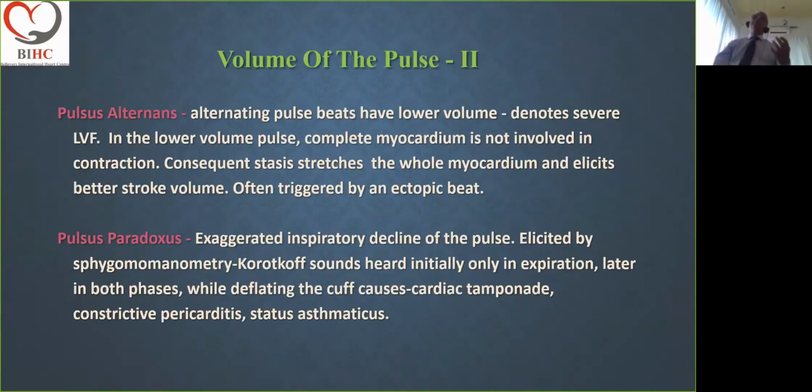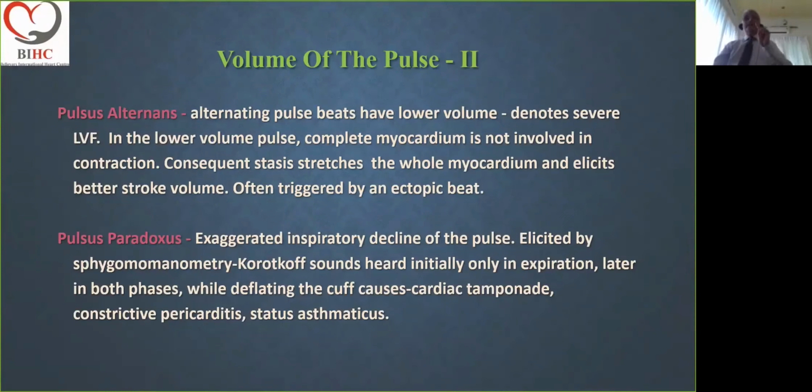Abnormalities can occur related to the volume of the pulse. We speak of pulsus alternans when you see that alternating pulse beats have a lower volume. Today, you're more likely to see it in a pediatric ICU if you're monitoring an arterial trace in the post-op child if there is a low output. It is a feature denoting severe left ventricular failure. What happens is that the lower volume pulse represents a contraction of not the whole of the myocardium, whereas the higher volume pulse is representing contraction of the entire myocardium. It's often triggered by an ectopic beat. The post-ectopic beat elicits a better contraction, you have a higher volume pulse. The next beat, there is no such stimulus, it's a lower volume, and this keeps repeating for a while.